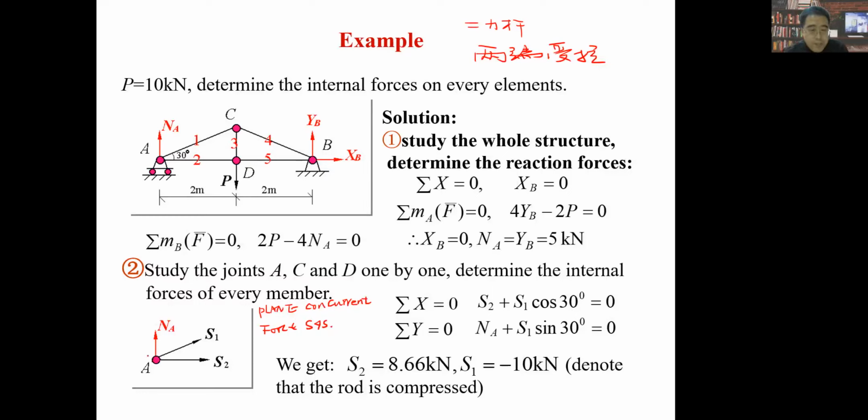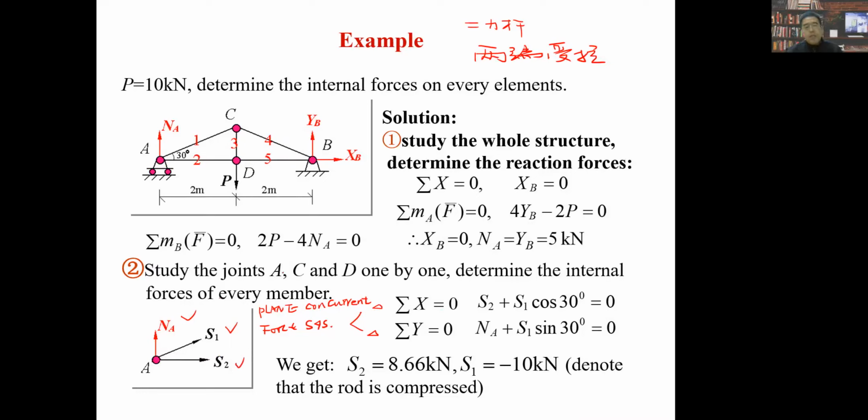Because this kind of force system has an equilibrium condition with only two equations, one is sigma x equals 0, another is sigma y equals 0, which is very simple. So it only has two equations. We can only find two unknowns. At this point A, the direction is known, the magnitude is known. S1 is along this direction, S2 along this direction. So we only need to use these two equations to find the magnitude of S1 and S2.